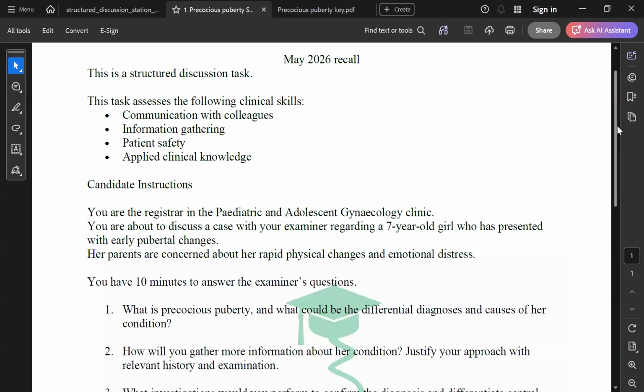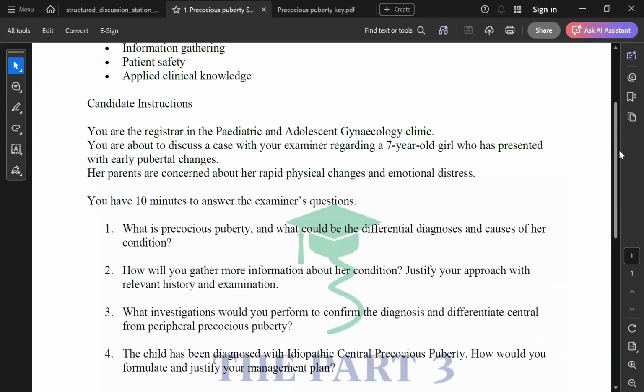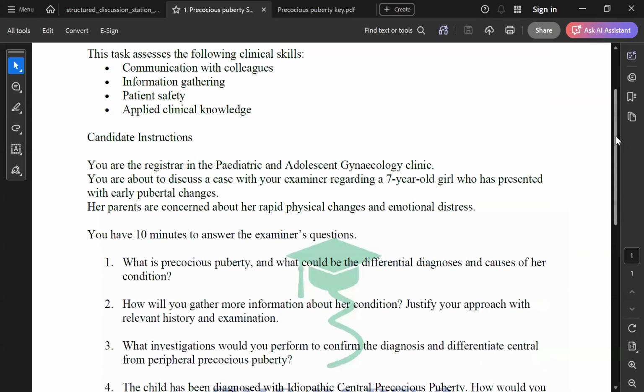Okay, so that's it. What investigations would you perform to confirm the diagnosis and differentiate central from peripheral precocious puberty? I would like to do the level of the gonadotrophins like FSH, and then I also like to do the estradiol level. In central precocious puberty, I'm expecting the FSH to be low, while in the peripheral, they could be normal with elevated estradiol.